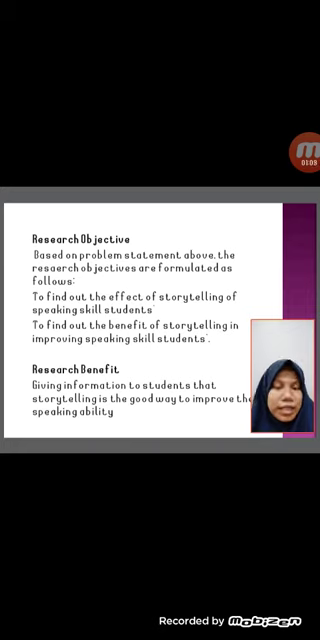Next, about the research objectives. Based on the problem statement, the research objectives are formulated as follows. The first is to find out the effect of storytelling on students' speaking skill, and the second is to find out the benefit of storytelling in improving students' speaking skill. And next, in the research benefit, the benefit of the research is to give information to students that storytelling is a good way to improve speaking ability.